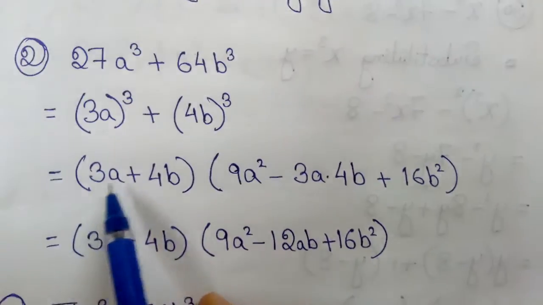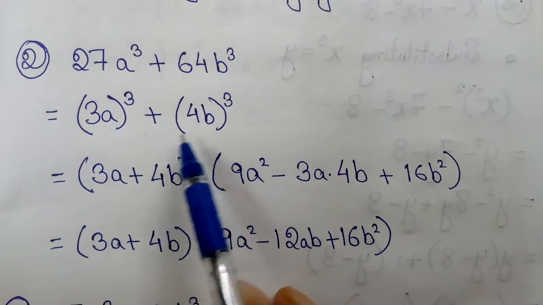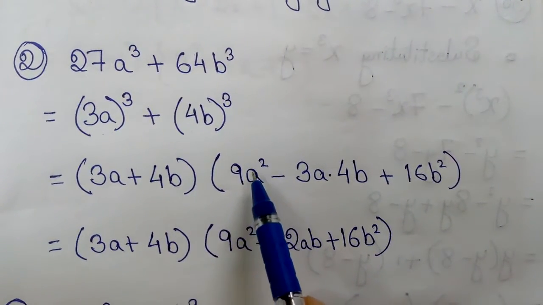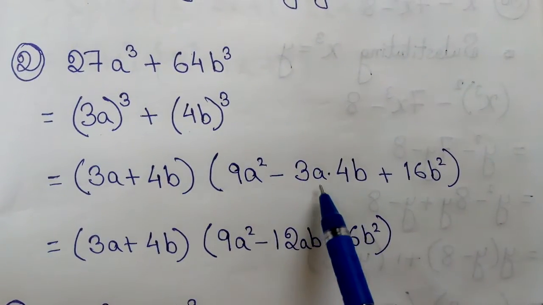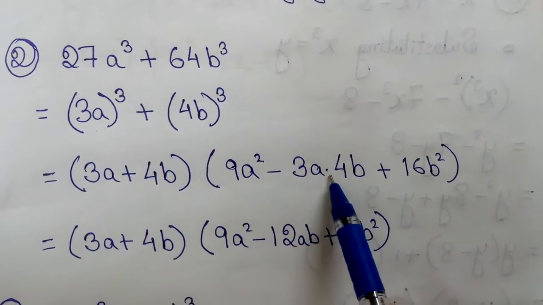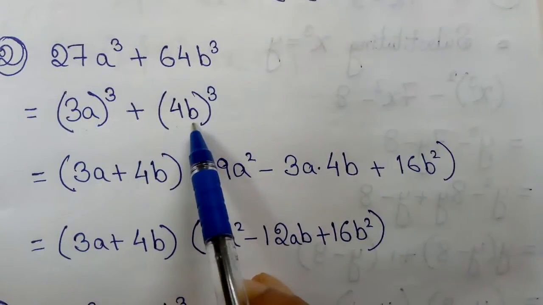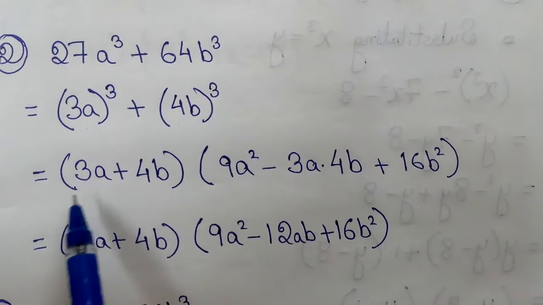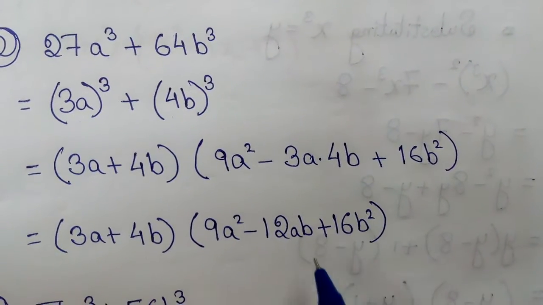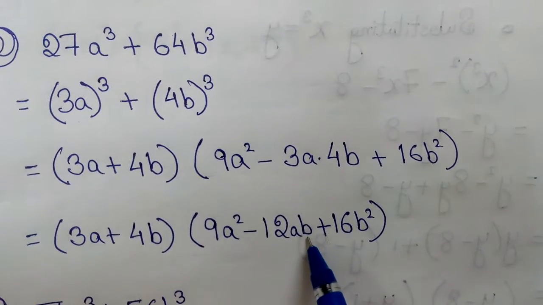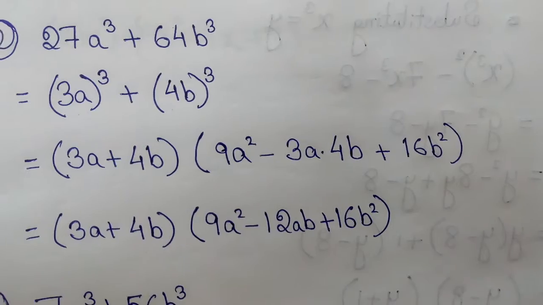So what is the formula? X plus y, that means 3a plus 4b, into x square, that means (3a) whole square, so 9a square, minus x into y, that is 3a into 4b, this dot means multiplication, plus (4b) whole square, that is 16b square. So (3a plus 4b)(9a square minus 12ab plus 16b square). So this is my answer.